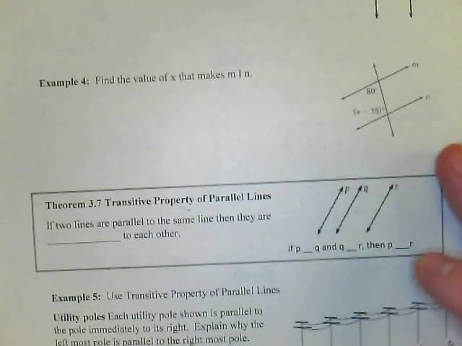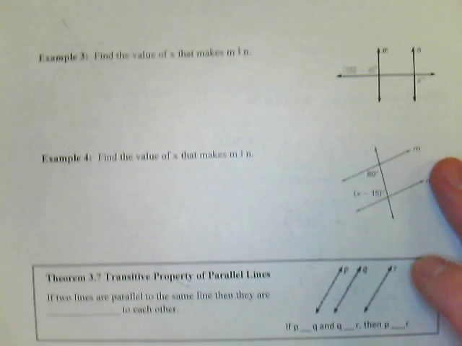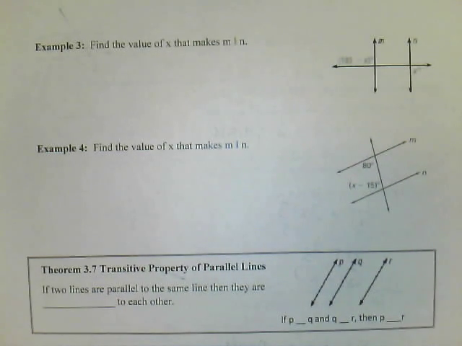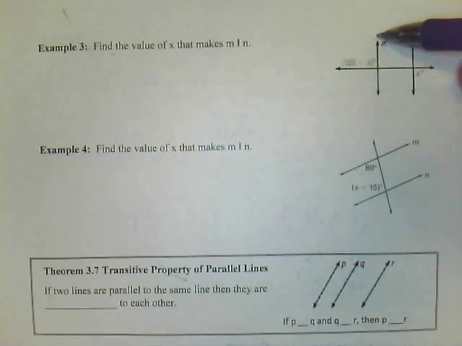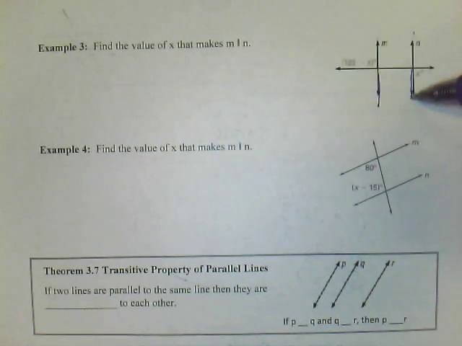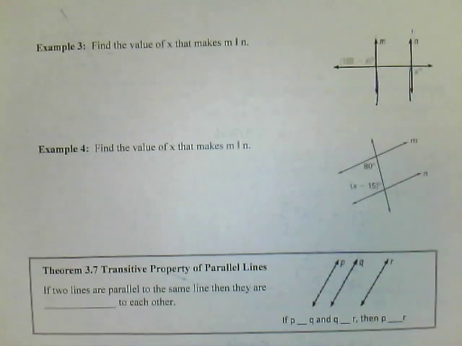Okay, flip to the back side and let's take a look at example 3. It says find the value of x that makes m parallel to n. So line m is this one here, line n is this one here, and we want to find the value of x that makes these two lines parallel to each other.